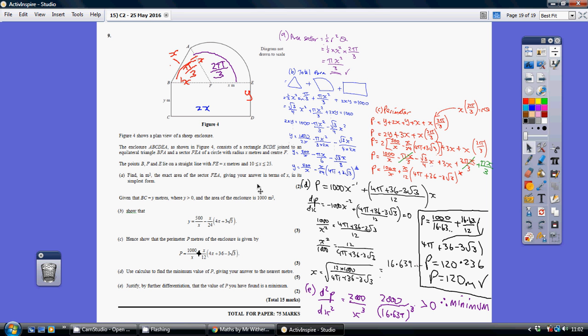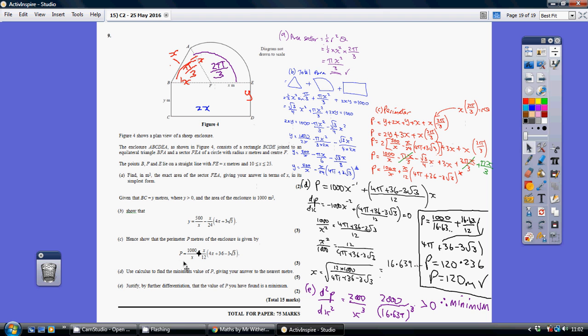Now for part C, we've now got to show that the perimeter of the enclosure is given by this. So the perimeter, running all the way around the outside of the shape, we've got a y here, a 2x here, a y here, an x here, and then the length of the arc. Remember, the length of an arc is r theta, so that's our radius, which is x, times that angle, which is 2 pi over 3. So tidying that up, we get the perimeter being this.